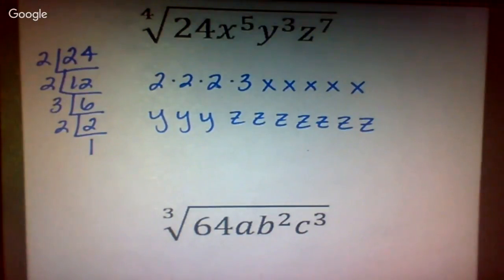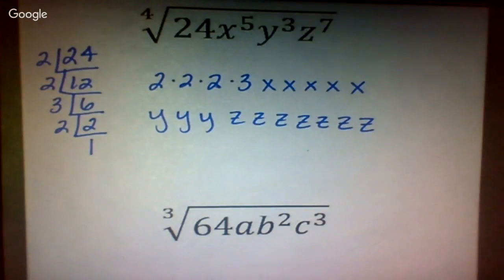What's my index in this problem? Don't sit here and say, I don't know. What's the little number? Walk them down. Stop. I said so.